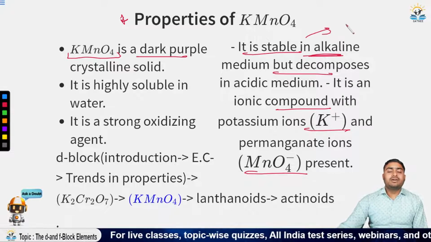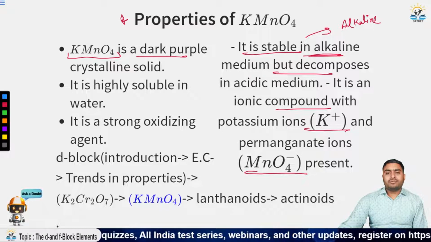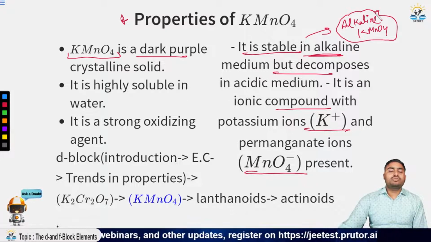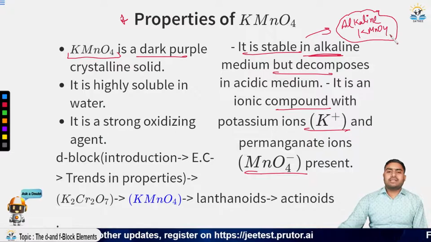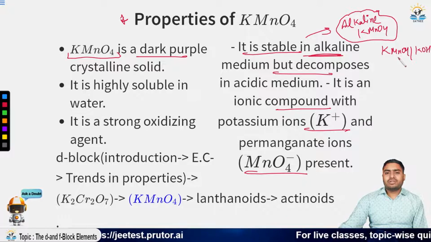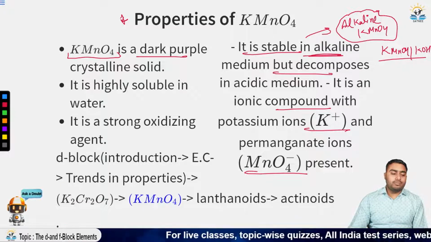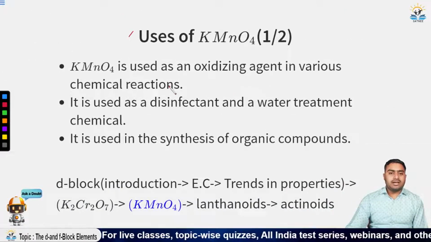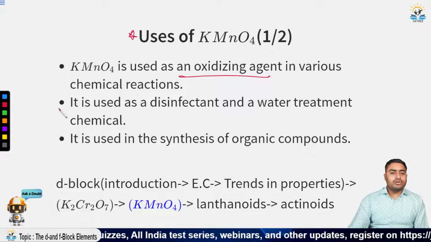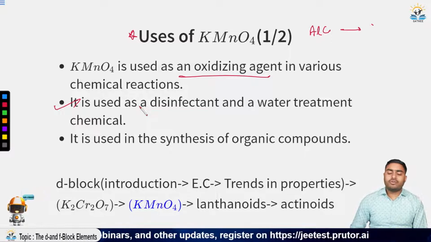That means we need alkaline KMnO4. So whenever we want to use KMnO4 as an oxidizing agent, we have to use alkaline KMnO4, or you can say KMnO4 in presence of KOH, like this, to convert alcohol to acid, but it will decompose in acidic medium. So you can see here KMnO4 acts as an oxidizing agent in various chemical reactions. Also it is used as a disinfectant in water treatment plants, right?